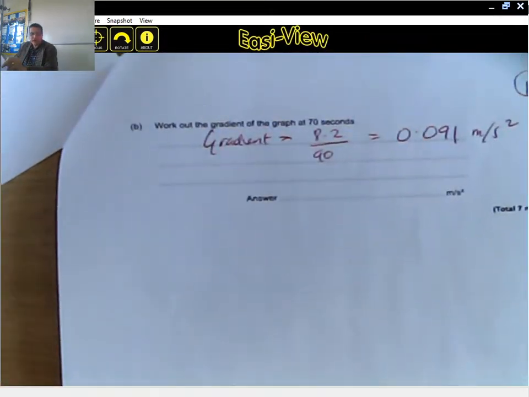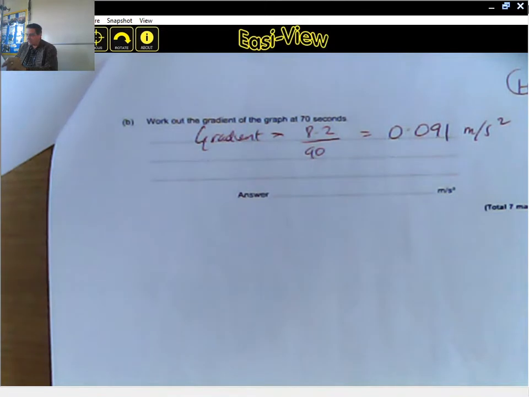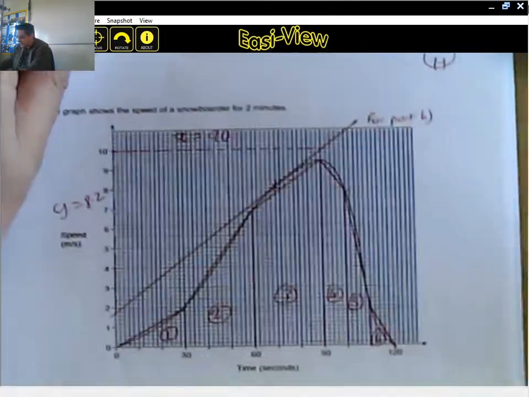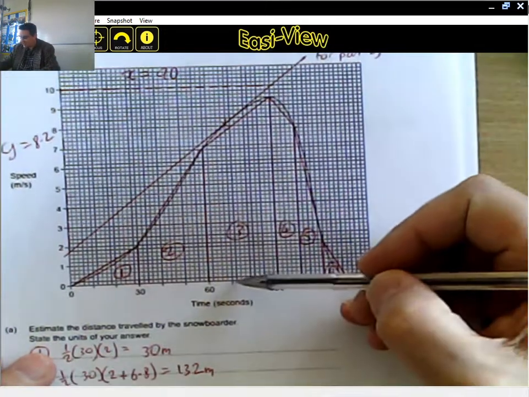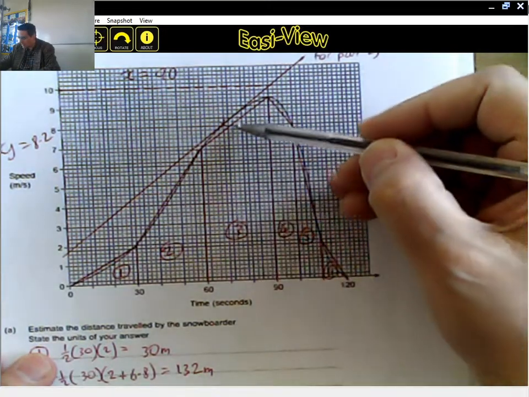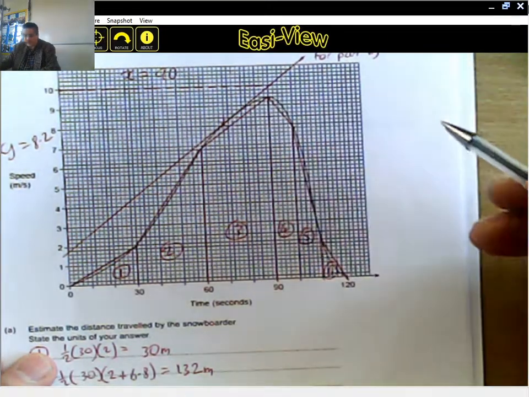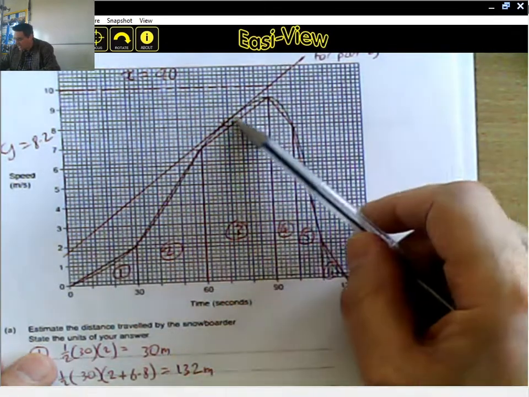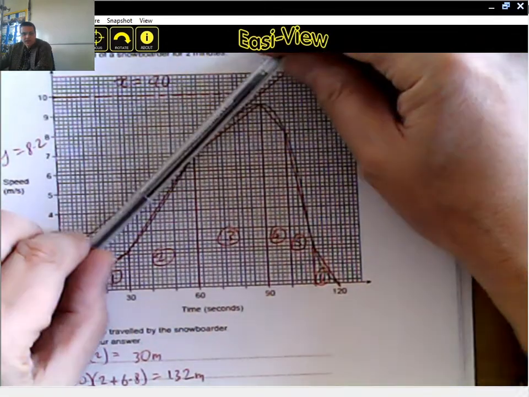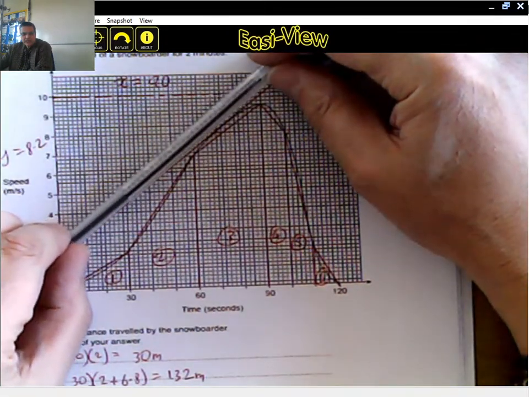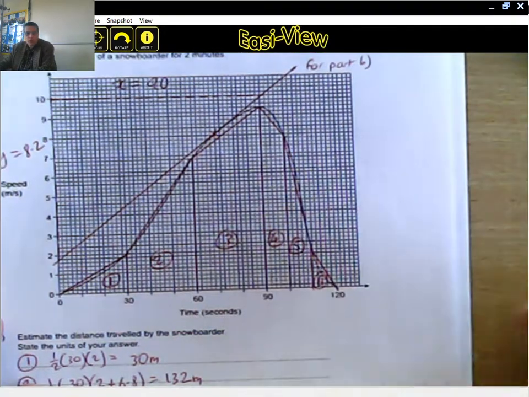Work out the gradient of the graph at 70 seconds. So go along to 70 seconds, which is here. Go to the top, hit the graph, put a little cross there. Then you pick up your ruler and you swivel it like so until it's completely just touching at that one point, and draw it in quick.